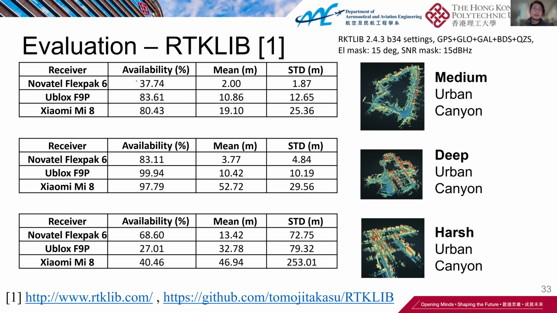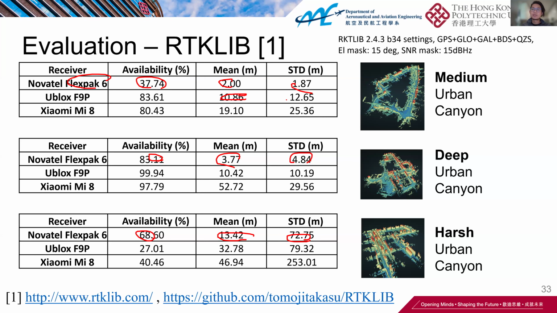For FlashPack, you usually have the lowest availability, but it has the best mean and standard deviation over here. We didn't really dig out to see what's going on, but the reason we believe is that the FlashPack usually has a better antenna, so it resists more multipath. The sensitivity is lower compared to commercial receivers like u-blox and Xiaomi, so they end up with much more healthy data compared to those commercial receivers.